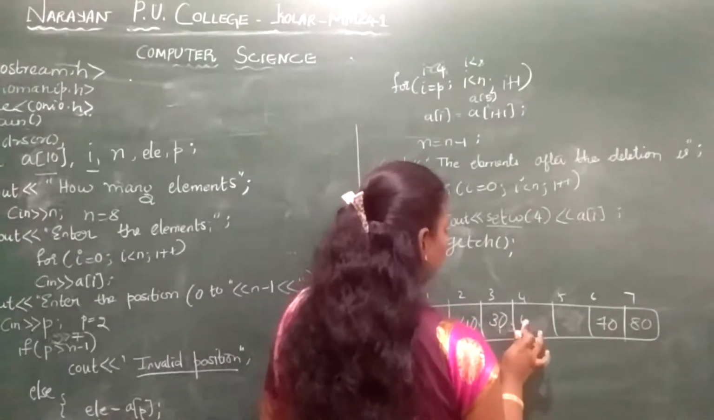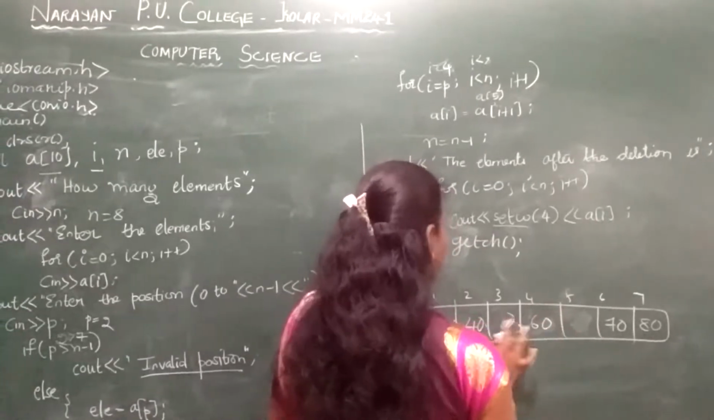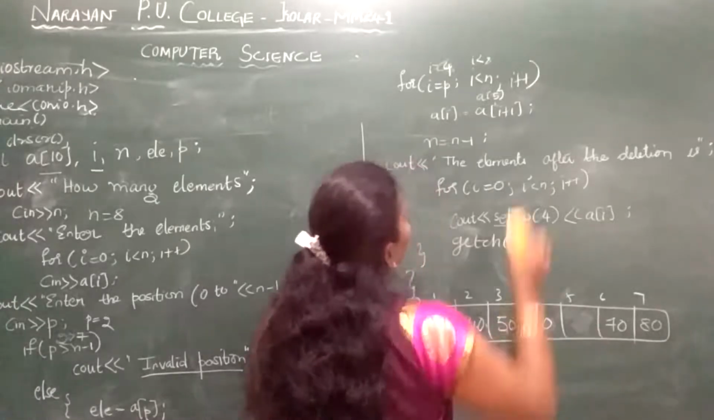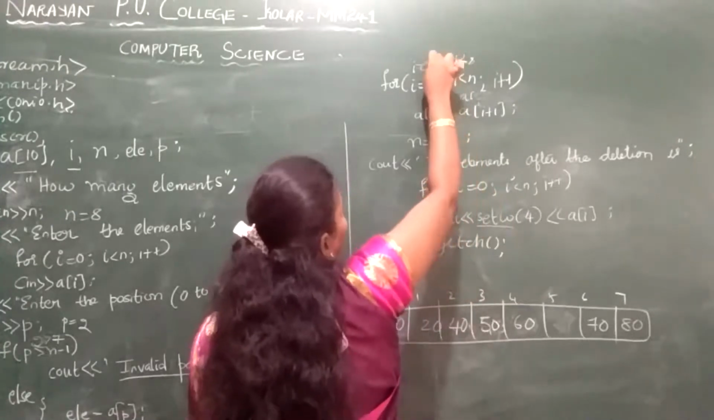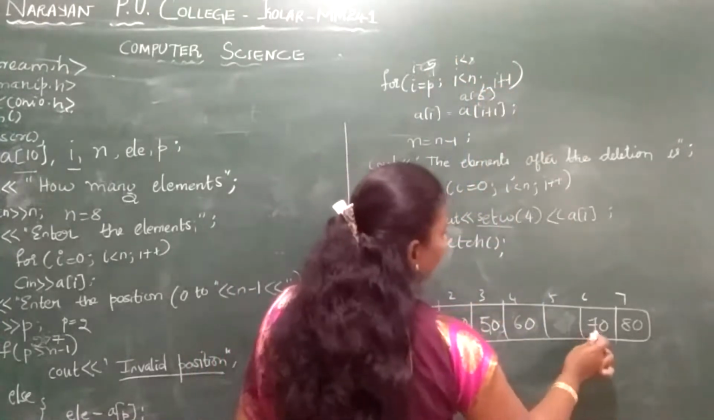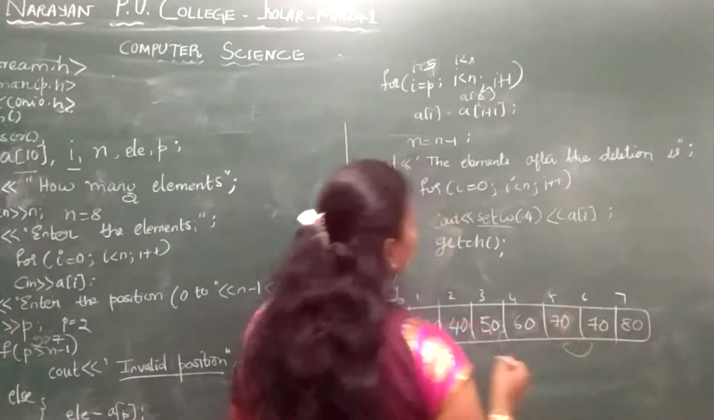50 or 60, no? 60. Okay. Now the i value gets incremented to 5. 5 plus 1 is 6. What is there in a of 6? A of 6 is 70. 70 is moved to a of 5. Now 70 is shifted here.